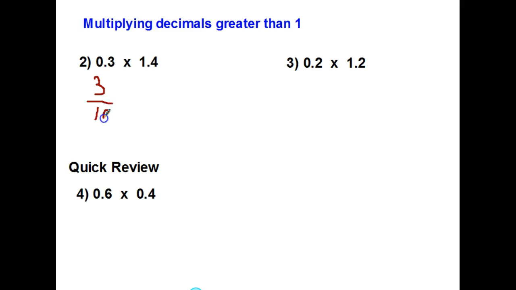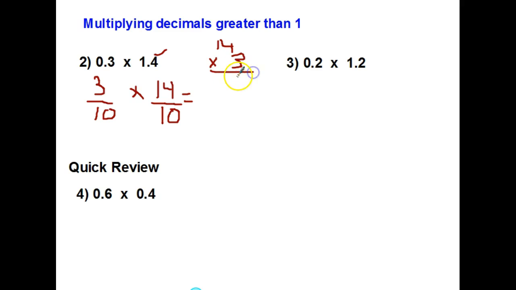So we would write 3/10 as a fraction. And then we would take the number greater than 1, and we would put 14 over 10. And I know that I need to put this over 10 because there is a tenths place here, and that's what I'm looking at. And then I simply need to multiply 3 times 14. So you can go off to the side and show your work.